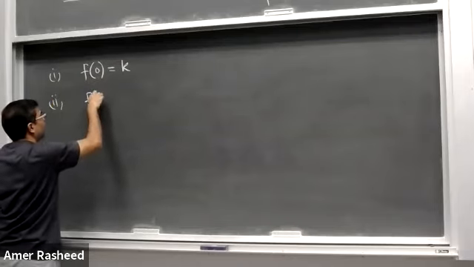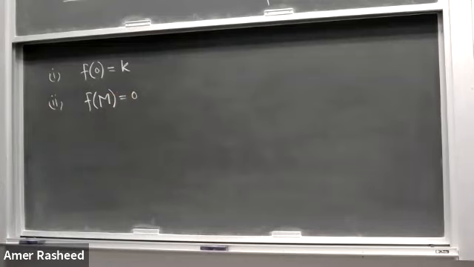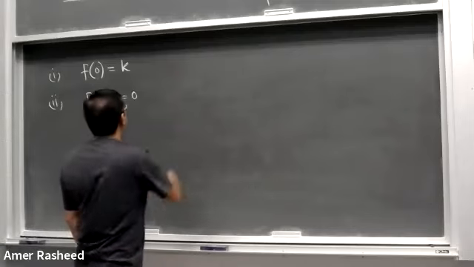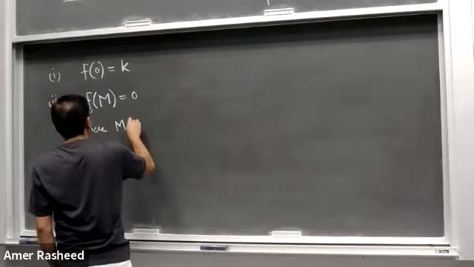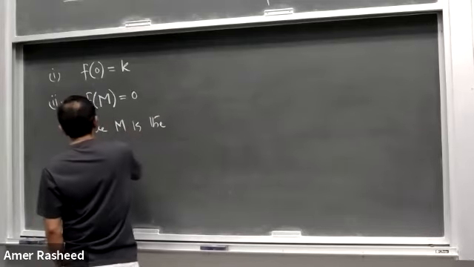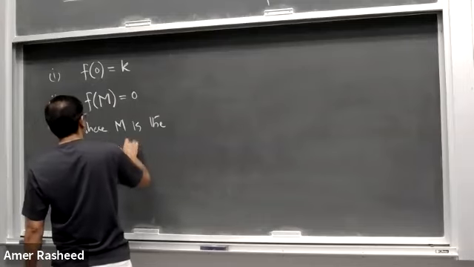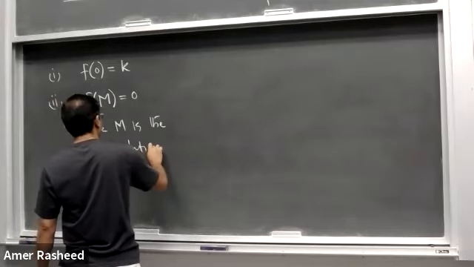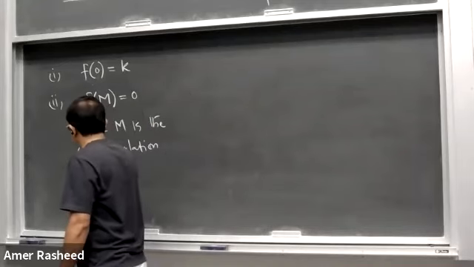Whenever we have a maximum population, the growth is 0, where M is the maximum population. It is called the carrying capacity.